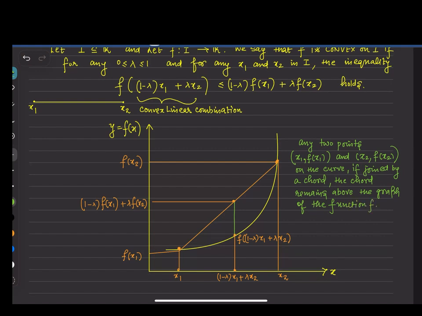So this is the geometric meaning of a convex function. You have the graph, take any 2 points, the line joining the points will always lie above the graph.